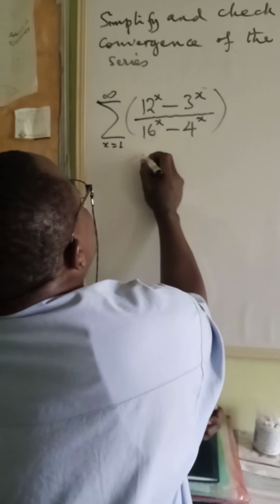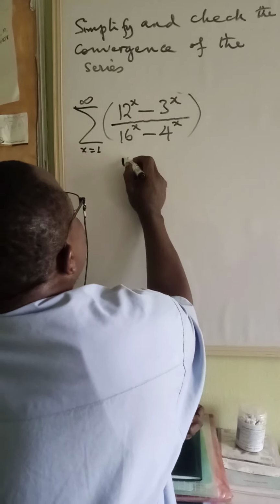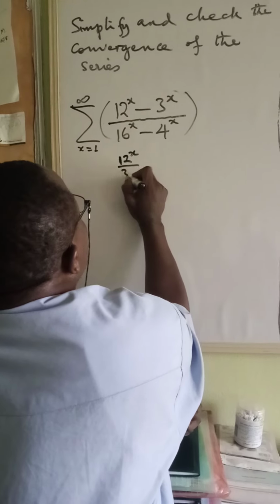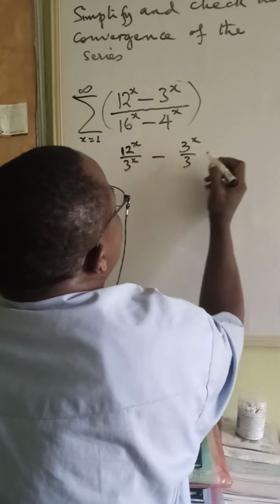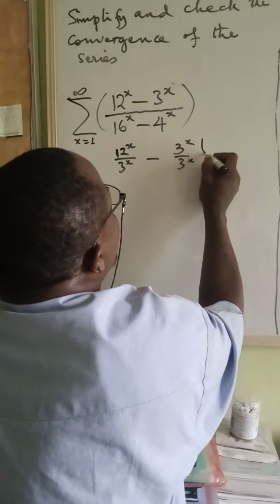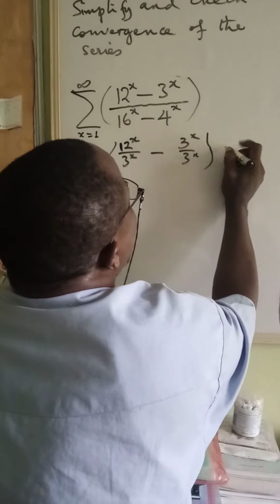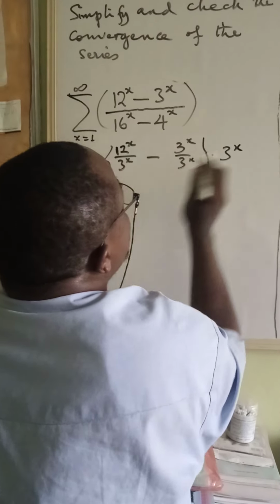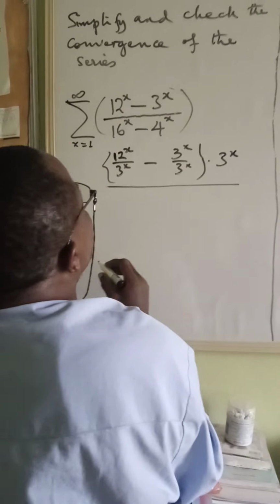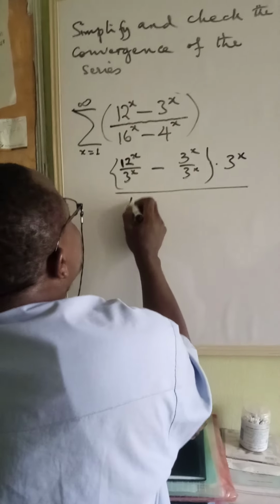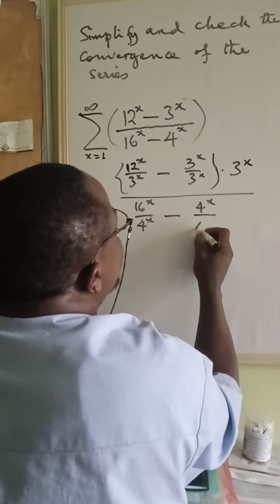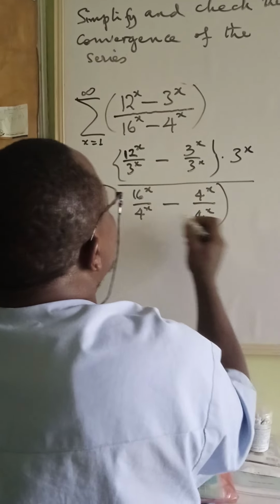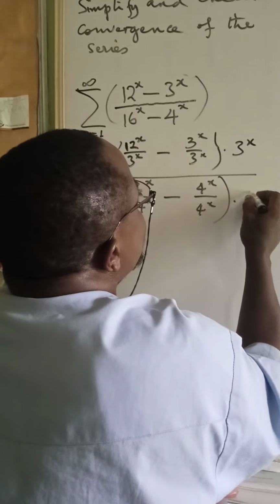You're going to have 12 raised to power x over 3 raised to power x, minus 3 raised to power x divided by 3 raised to power x, all that multiplying 3 raised to power x from the numerator. We do a similar thing to the denominator too. We're going to have 16 raised to power x over 4 raised to power x, minus 4 raised to power x over 4 raised to power x. Again, that should be multiplied by 4 raised to power x.